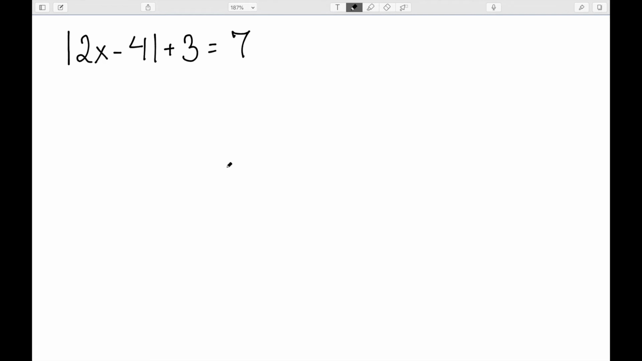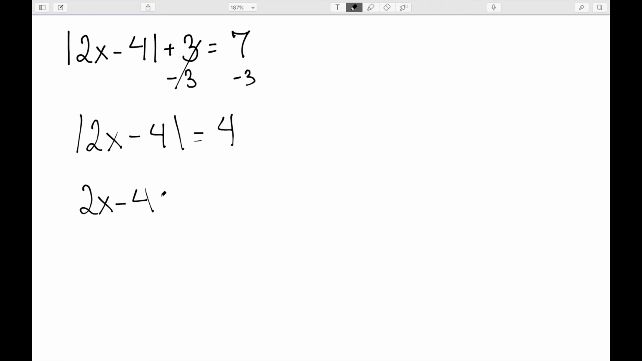Let's look at one that's slightly more complicated. The absolute value of 2x minus 4 plus 3 is equal to 7. This one has an extra step we didn't have to consider before. In order for our method to work, we need to have the absolute value is equal to something. So my first step is going to be to subtract 3 from both sides. That gives me the absolute value of 2x minus 4 is equal to 4.